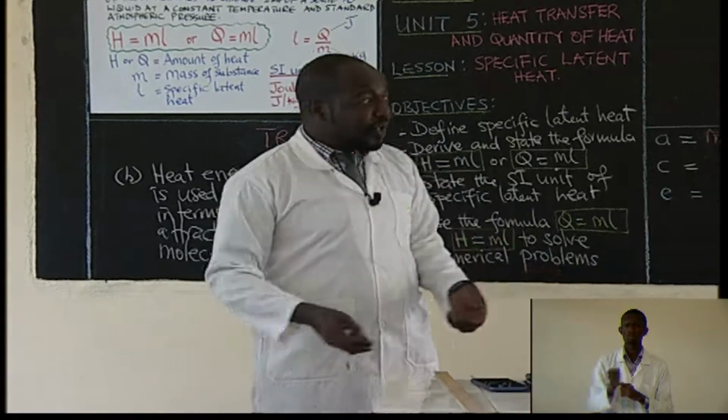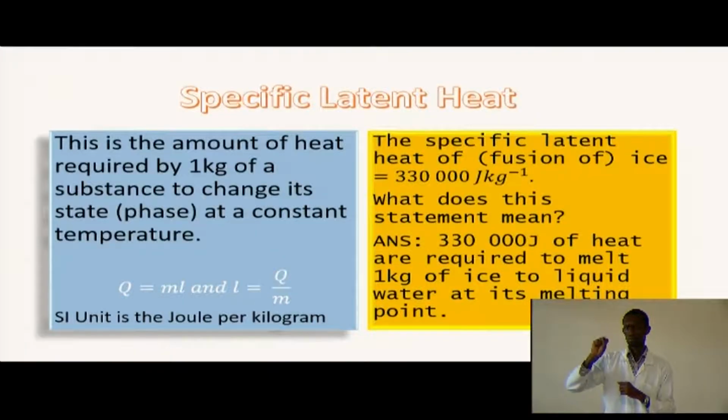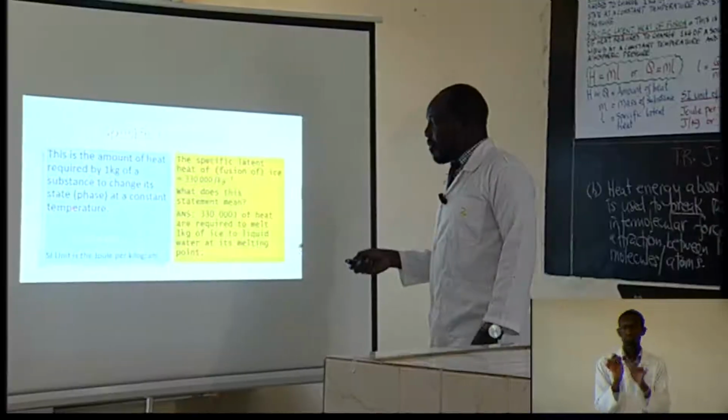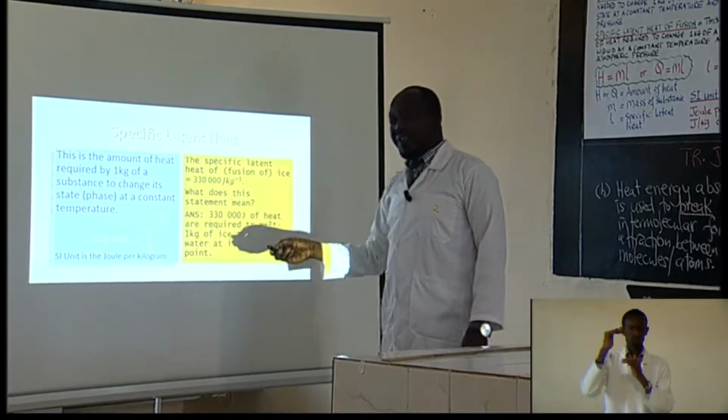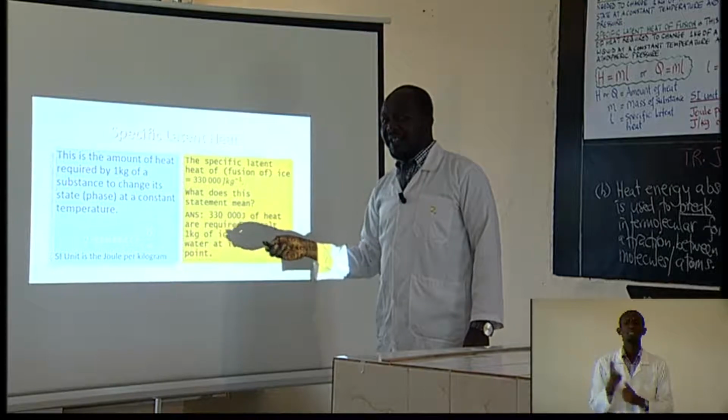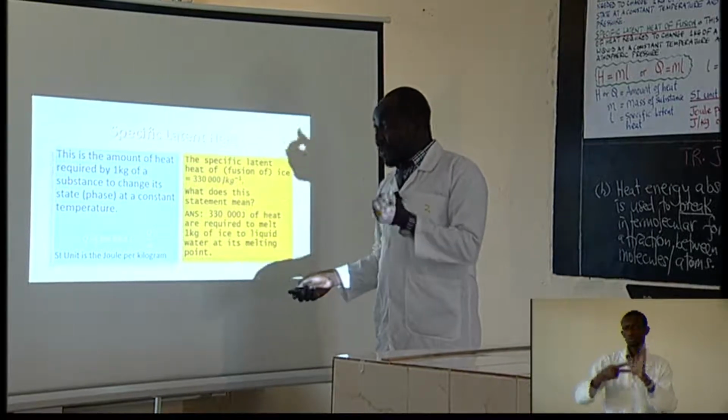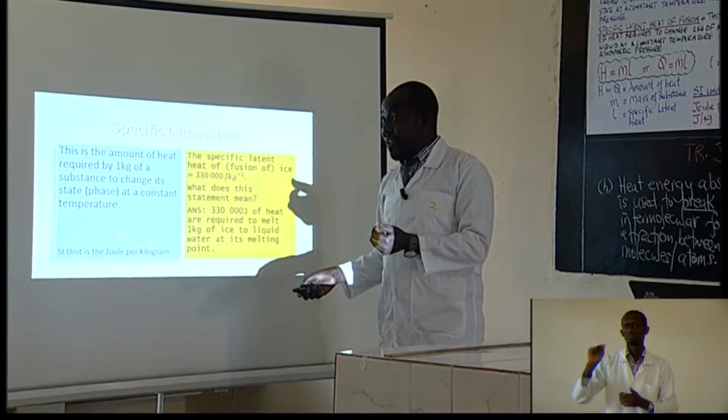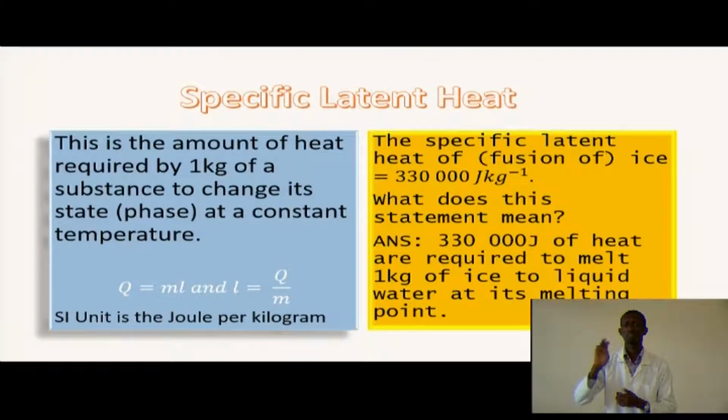So I'm going to repeat this. I hope you are going to speak it with me as well. Specific latent heat is the amount of heat required by 1 kilogram of a substance to change its state at a constant temperature and standard atmospheric pressure. So that is the meaning of specific latent heat. We are going to come back to that very quickly, especially when we begin attaching figures to specific latent heat. But let's first go to the symbol.